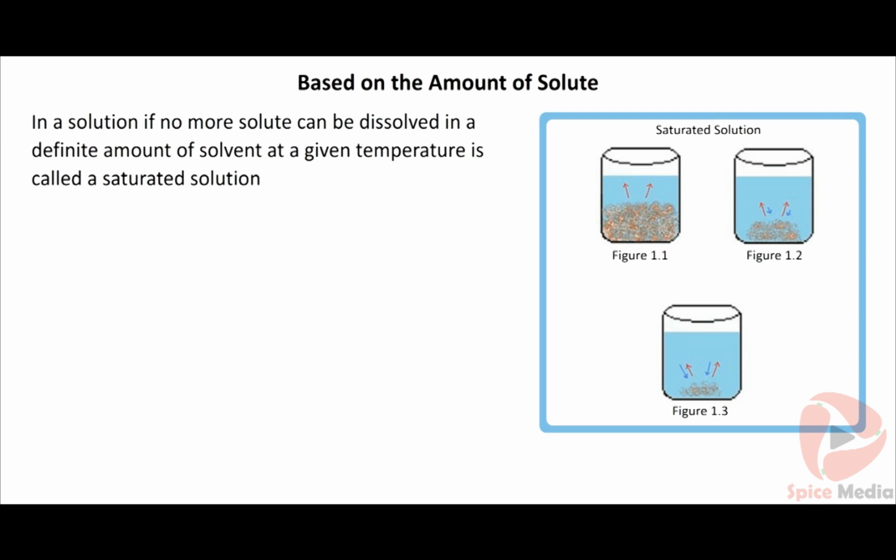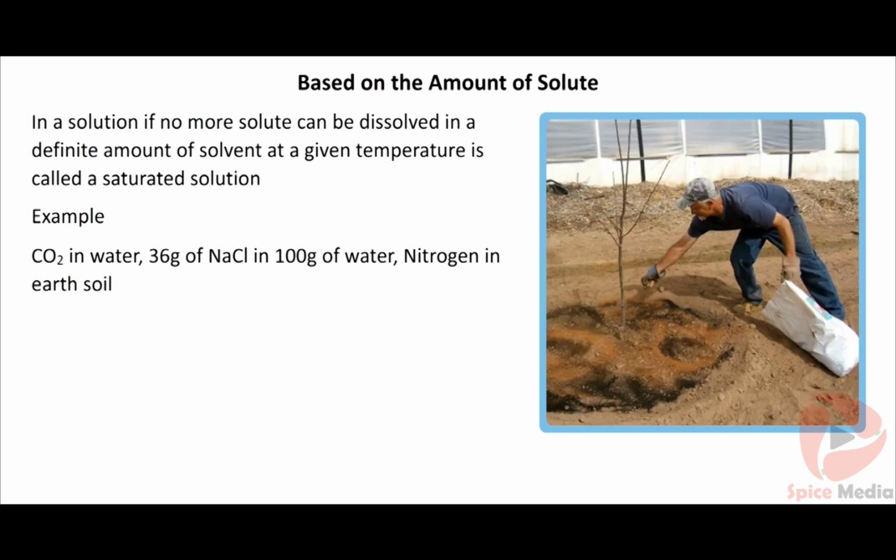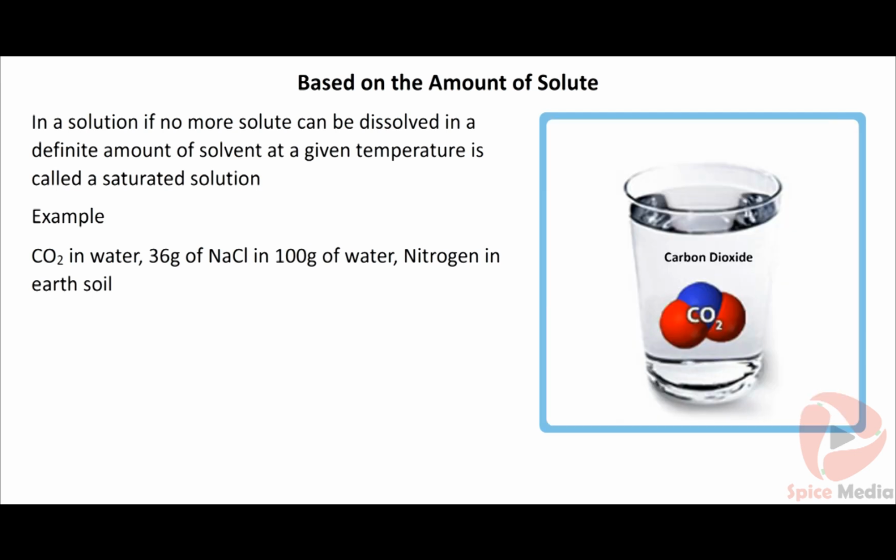In a solution, if no more solute can be dissolved in a definite amount of solvent at a given temperature, it is called a saturated solution. Example, CO2 in water. 36 grams of NaCl and 100 grams of water at room temperature form saturated solution. Nitrogen in earth soil is an example for saturated solution in nature. Earth soil cannot store more N2 than it can hold.